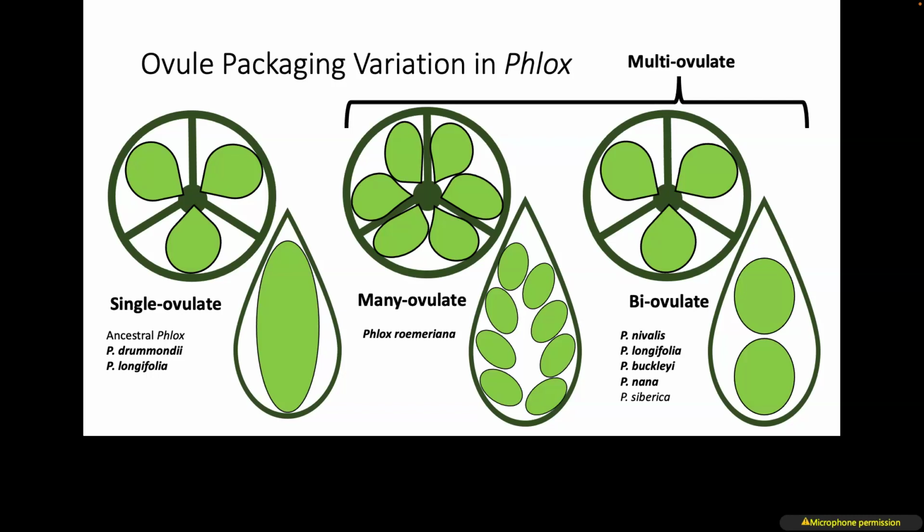Additionally, there have been several independent transitions to what I term biovulate. In these particular species, they're typically packaging 2 seeds per locule, so 6 seeds per fruit, which is double the ancestral state. What you may have noticed from how I've outlined these different species is that Phlox longifolia I have listed under both the biovulate phenotype and also under the single ovulate phenotype, because I've been able to identify that this particular species is polymorphic for both the ancestral state and this derived state, and we'll get into that a little bit later.